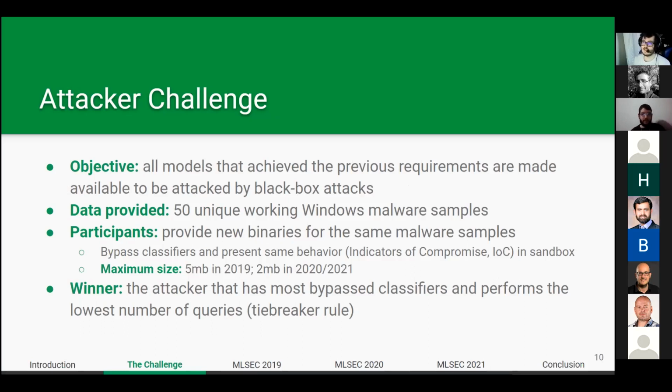To do so, the organizers of the competition provided all the attackers 50 unique working Windows malware samples, which participants need to modify and provide new binaries that bypass the classifiers and present the same behavior in the challenge sandbox, which is measured by indicators of compromise, the IOCs. Finally, the winner of the challenge is the attacker that has the most bypassed classifiers, and the one that performed the lowest number of queries in case of a tie-break rule.